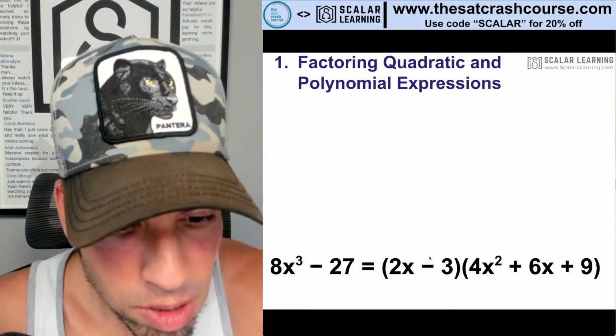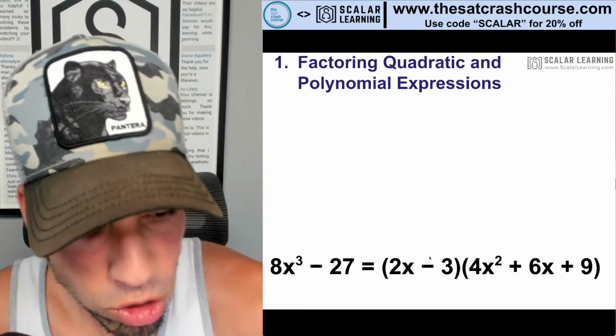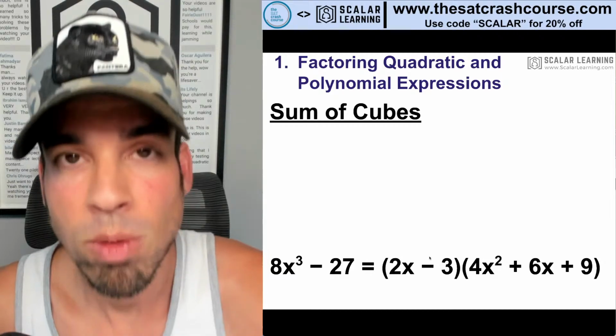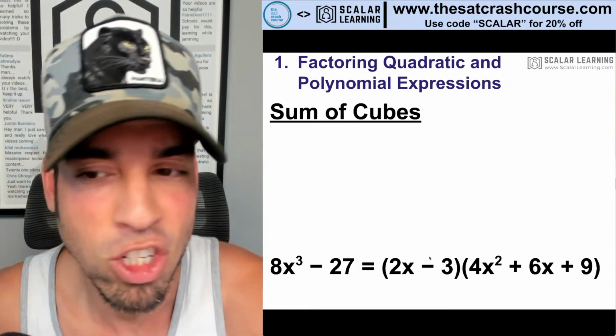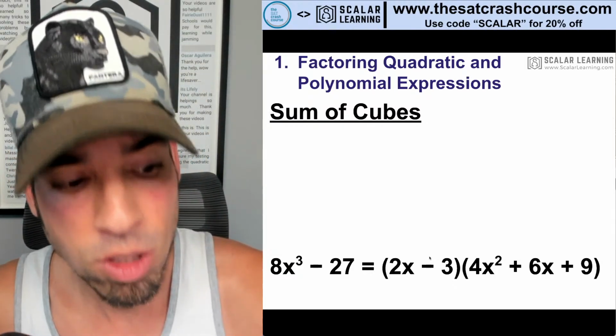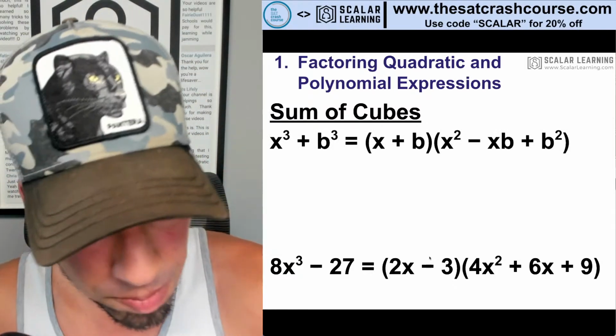Now we've got, oops, I messed up my animations here, so excuse me, but we're going to get to that at the bottom. All right, so now we're going to talk about factoring sum of cubes and difference of cubes first really quickly. Again, as I mentioned, I haven't really seen this much, but I'm giving this to you in case it does pop up.